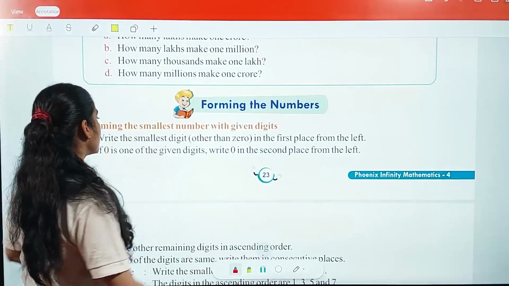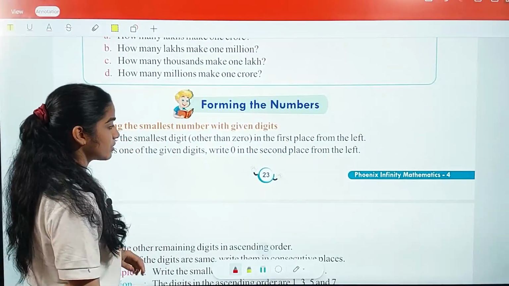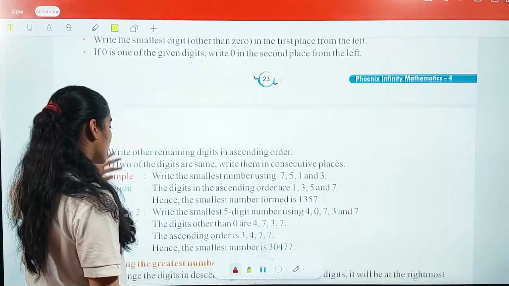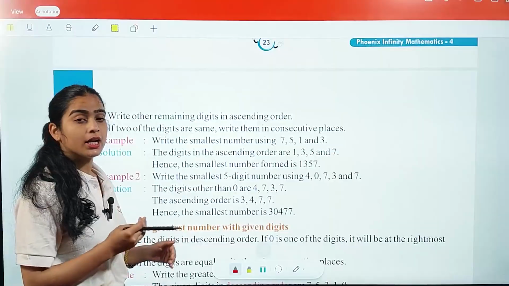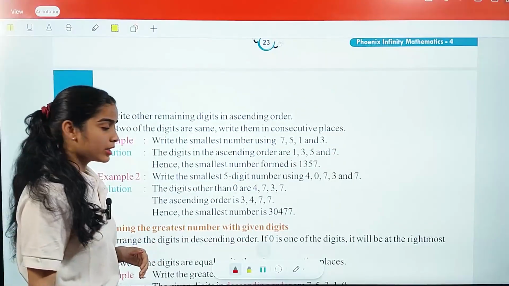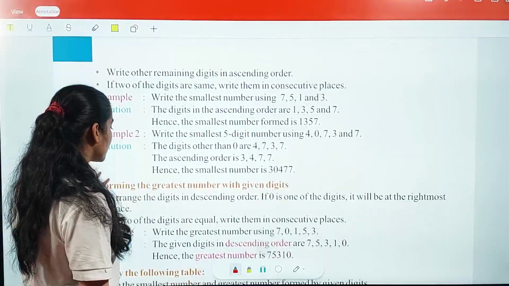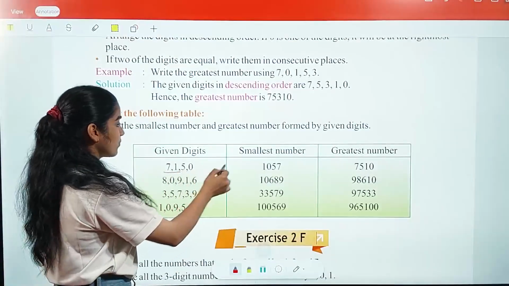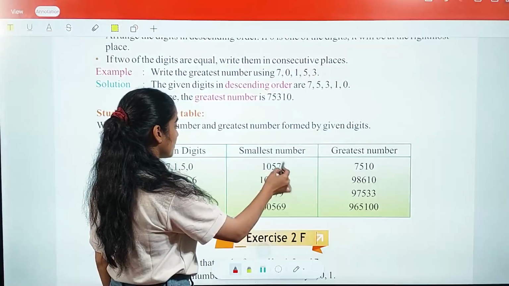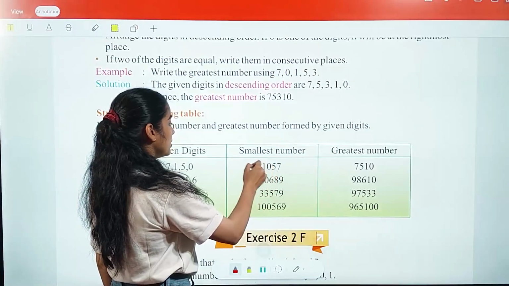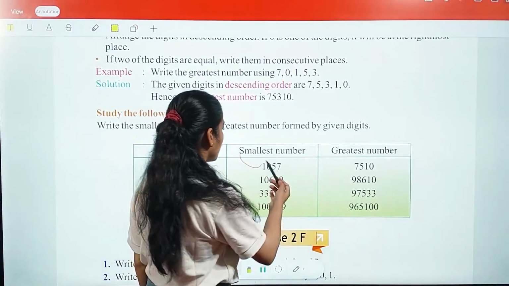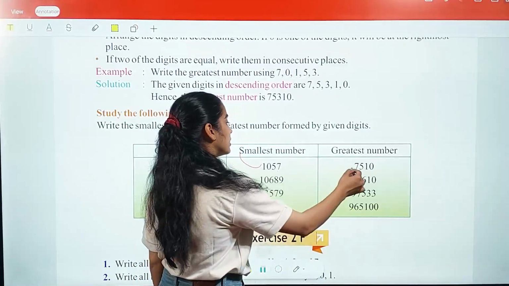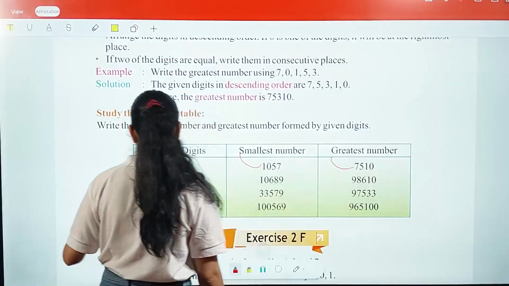Now forming the numbers: forming the smallest number with the given digits. If you want to make the smallest number with the given digits, arrange them in ascending order. And if you want to make the greatest number, then arrange them in descending order. For example, for the given digits 1, 0, 5, 7, if we arrange them in ascending order, it will be your smallest number, and if you arrange them in descending order, it will be your greatest number.